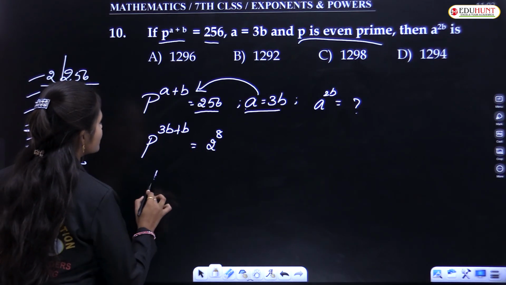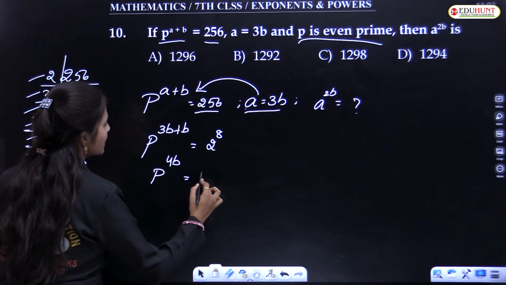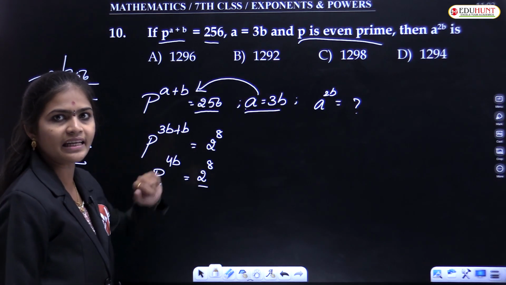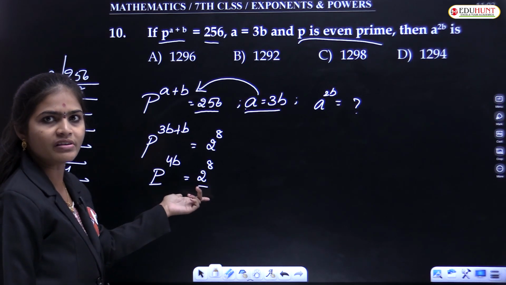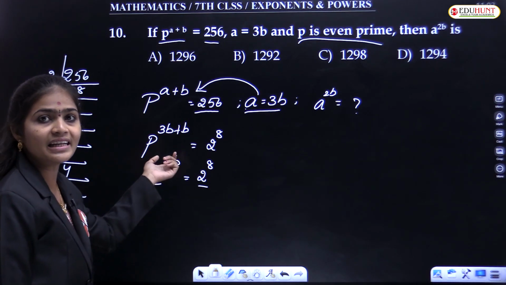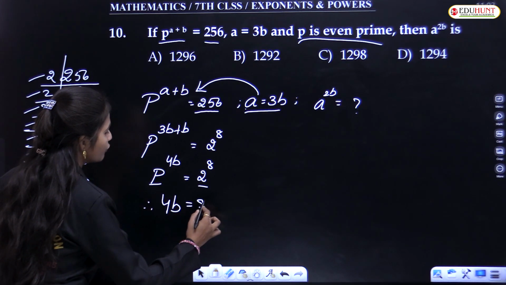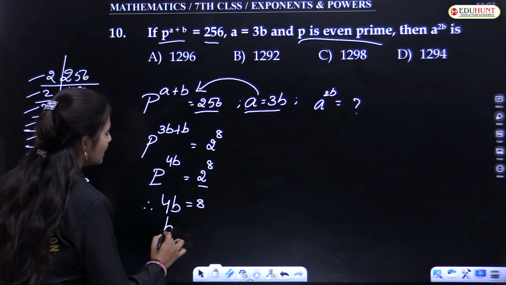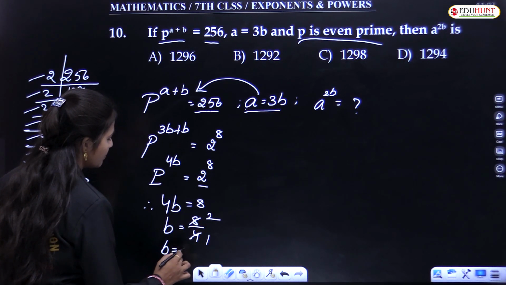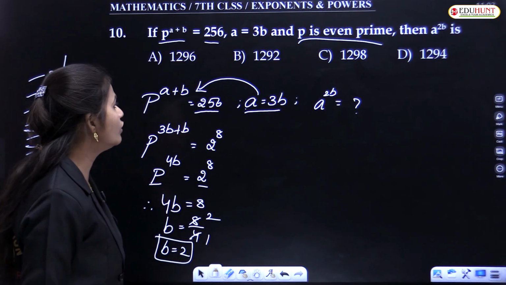So by simplifying, P power 3B plus B, which is 4B, is equal to 2 power 8. Already they given here P is equal to 2. In that question only they given, no? So that's why we took here 2 as the base, P is equal to 2. So that's why here we have to equate the exponents. Therefore 4B is equal to 8. So B is equal to 8 by 4. 4 ones, 4 twos. So from this, B is equal to 2. What is the value here? B is equal to 2.